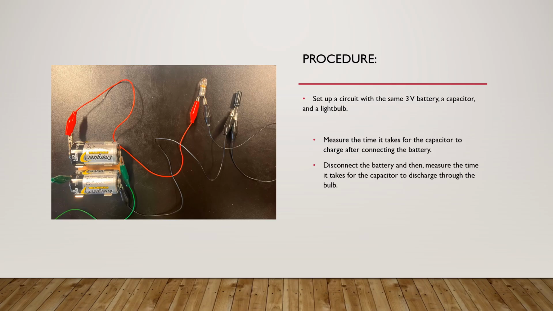Now we set up a circuit with the same 3 volt battery, a capacitor, and a light bulb, and measure the time it takes for the capacitor to charge after connecting the battery, and after disconnecting the battery, measure the time it takes for the capacitor to discharge through the bulb. As we can see in this image from the lab, the bulb is glowing.